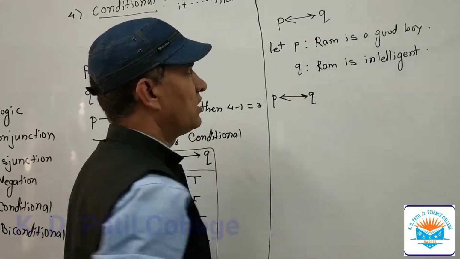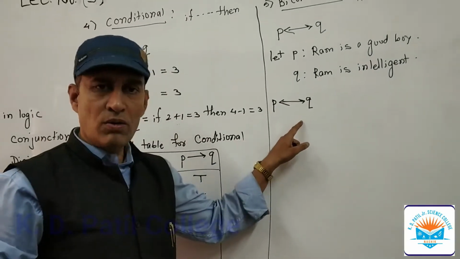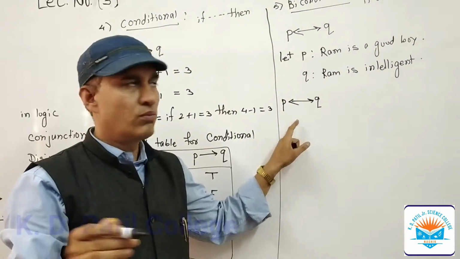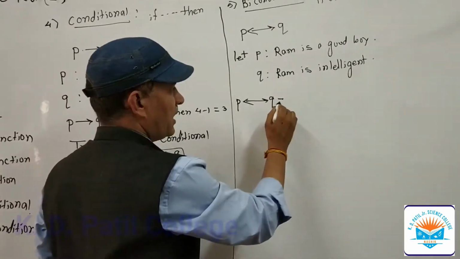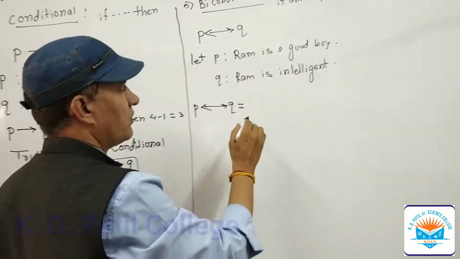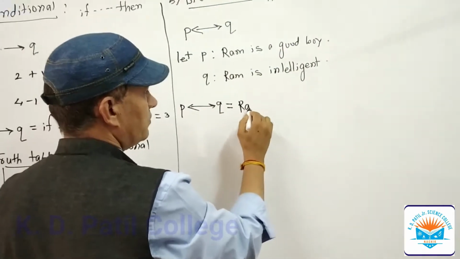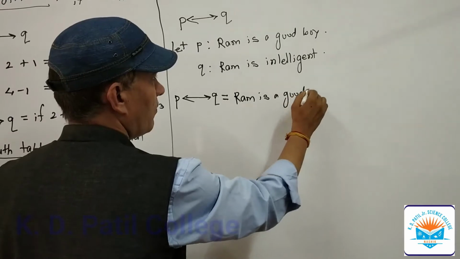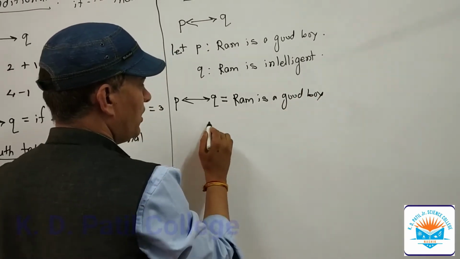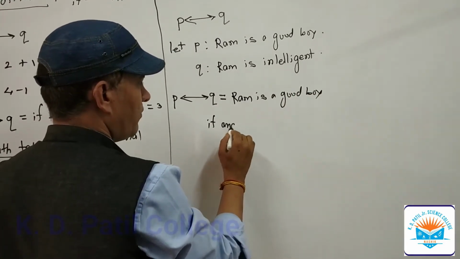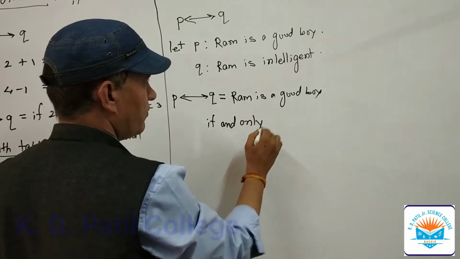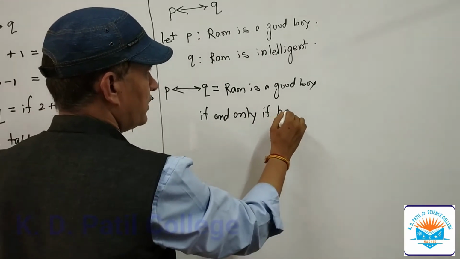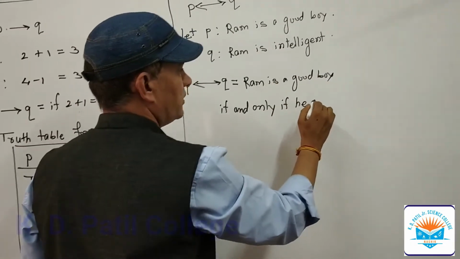We read it as P biconditional Q, or P if and only if Q. In verbal form it can be written as: Ram is a good boy if and only if he is intelligent.